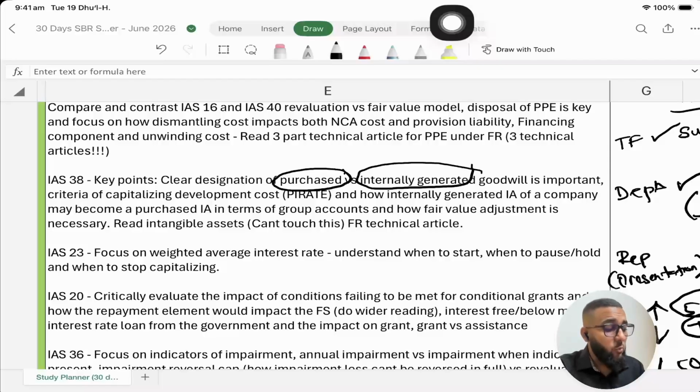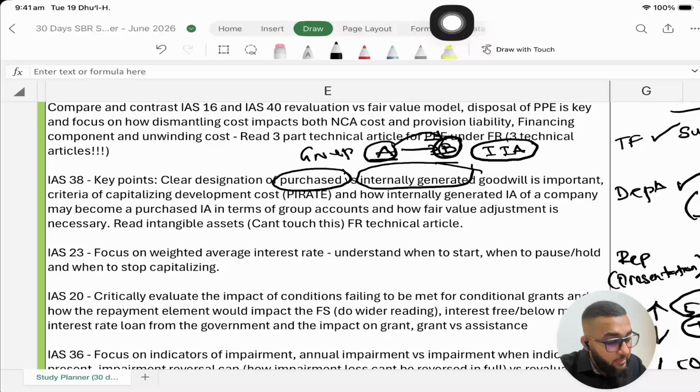And when it comes to purchased and internally generated, you also need to remember this in terms of group accounting. Let's say company A has purchased company B. Company B already had an internally generated intangible asset. Since it was not meeting the criteria of IAS 38, company B was not allowed to record it as per the IFRS standard. But now, when company A is purchasing company B, that internally generated intangible asset becomes a purchased intangible asset for company A, since company A is paying a value to acquire company B. At this point, company A will have to recognize this internally generated intangible asset of company B as a purchased intangible asset of company A. All right, so that's in terms of group accounting.